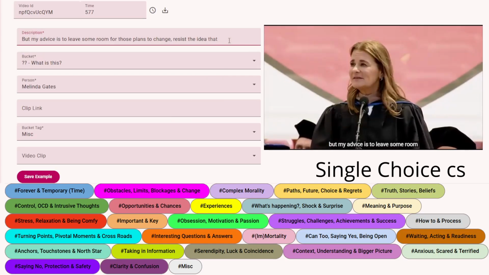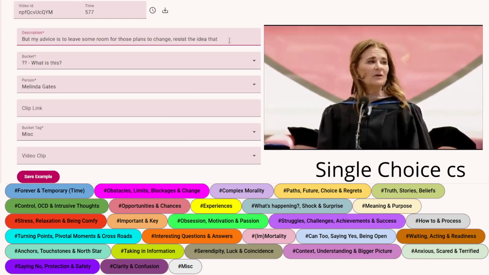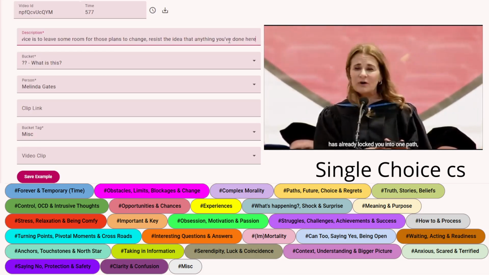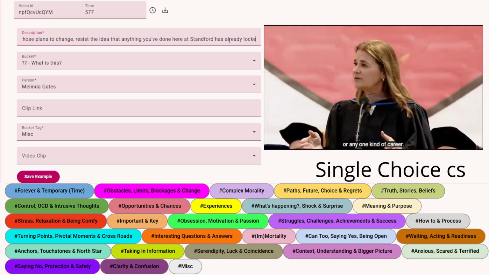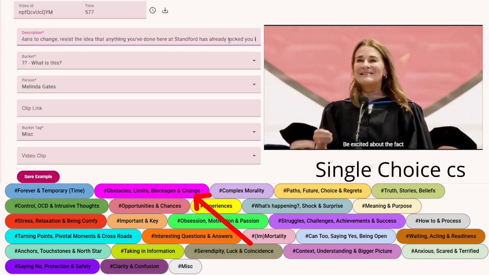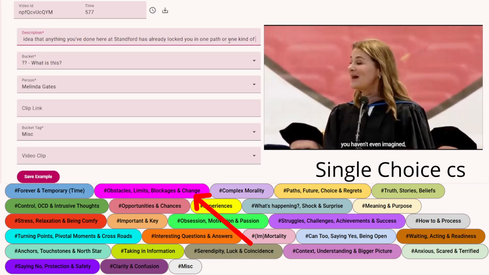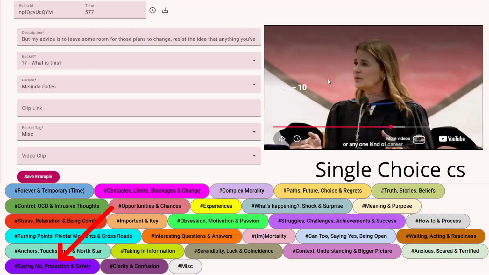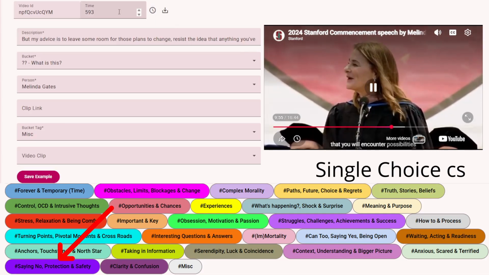"But my advice is to leave some room for those plans to change. Resist the idea that anything you've done here at Stanford has already locked you into one path or any one kind of career." Again, more advice to leave rooms for plans to change. I think at this point we don't need to say more about how this is both single choice as well as receptive last. Resist is a word that is more interesting as it falls into the choice category of boundaries and saying no, even though here it is used as its opposite.